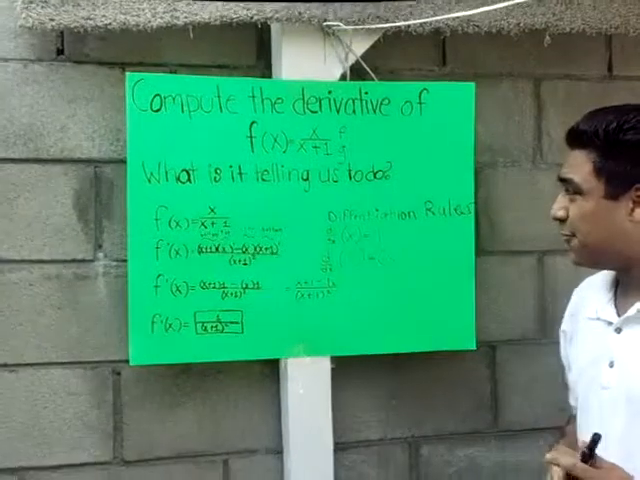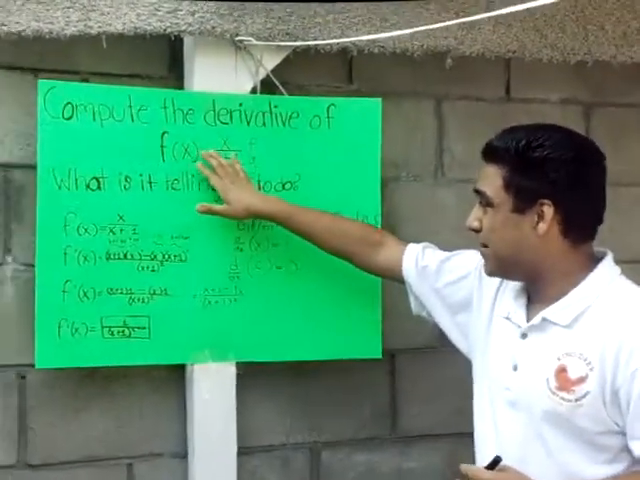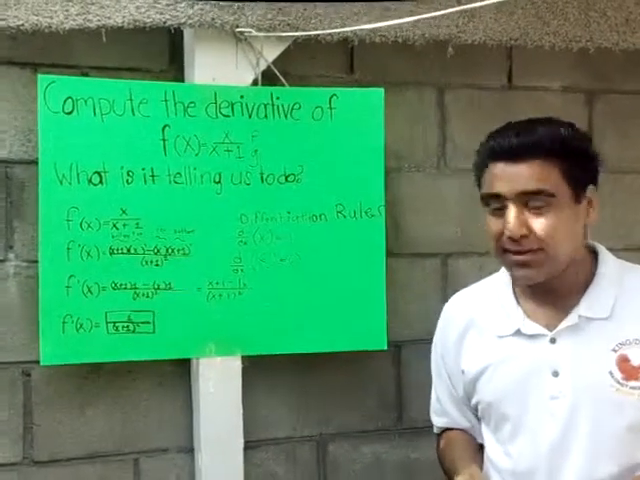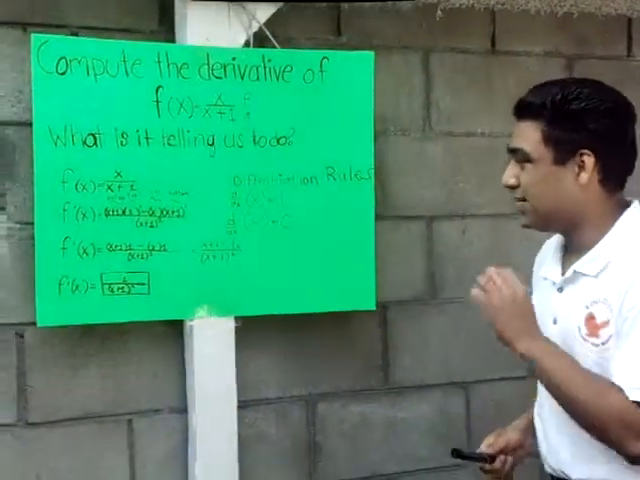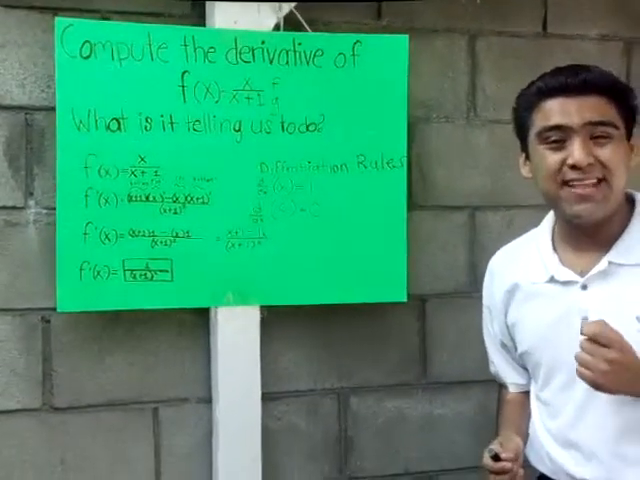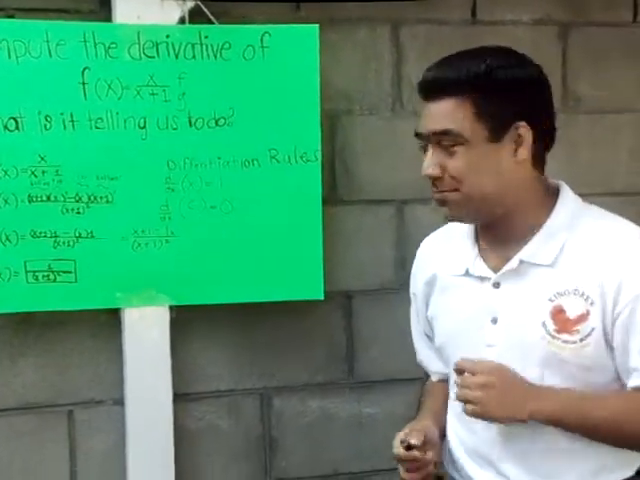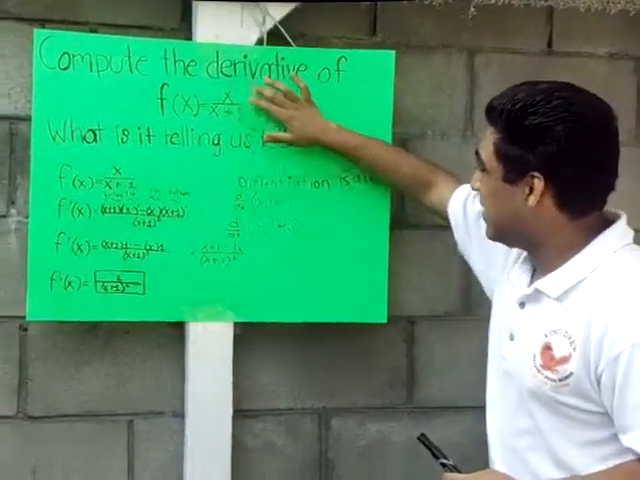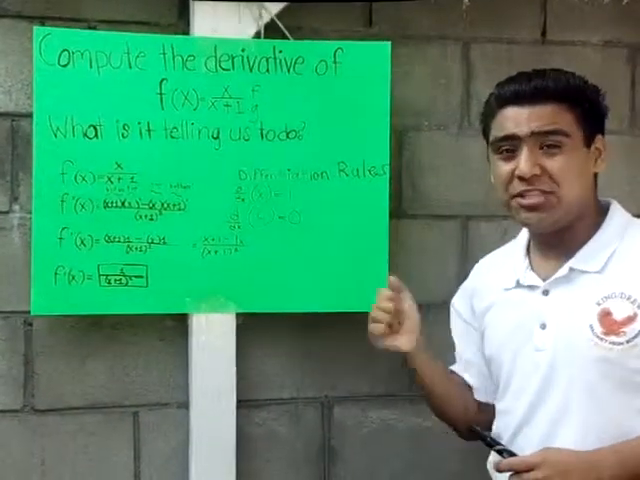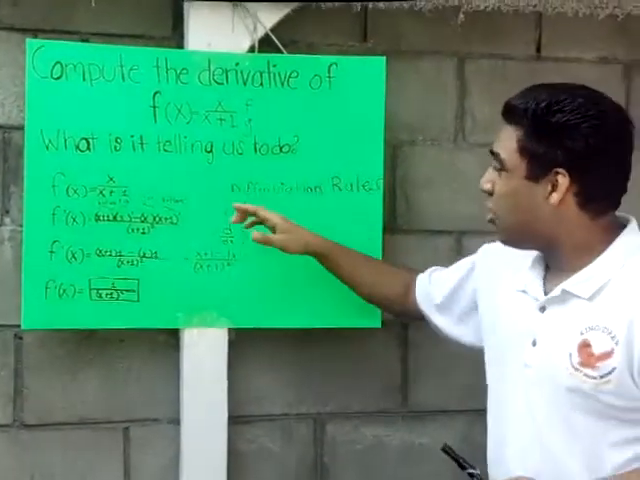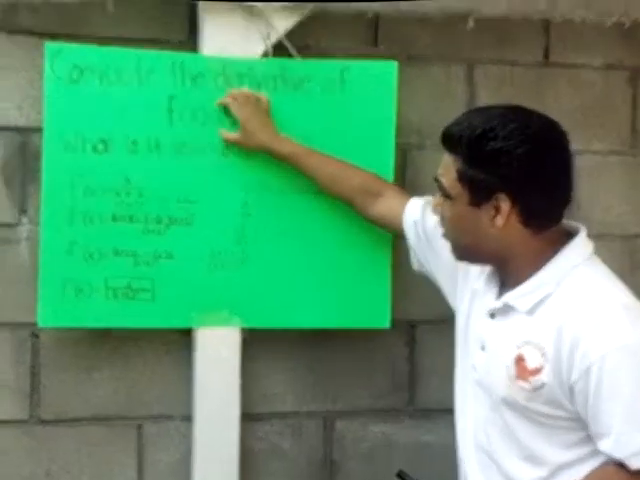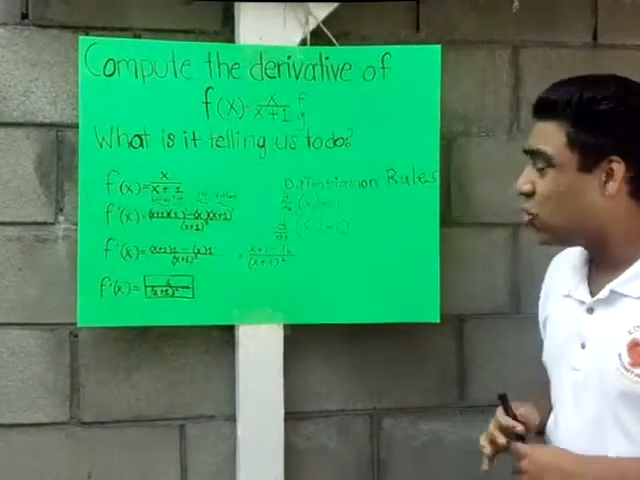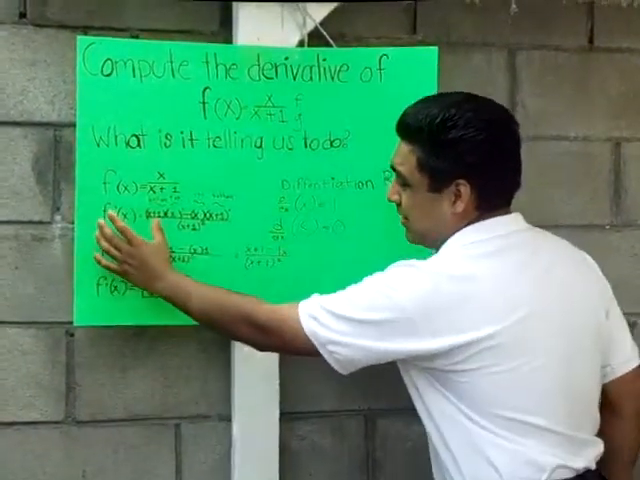Compute the derivative of f of x equals x over x plus 1. Now we will be doing it. Compute the derivative means to take the derivative of the function. Now we will be using the quotient rule, like I said earlier. This, the top, is f over g, like I said in the formula earlier. Now, this is the function again. We will go step by step. Now, let's use the quotient rule.